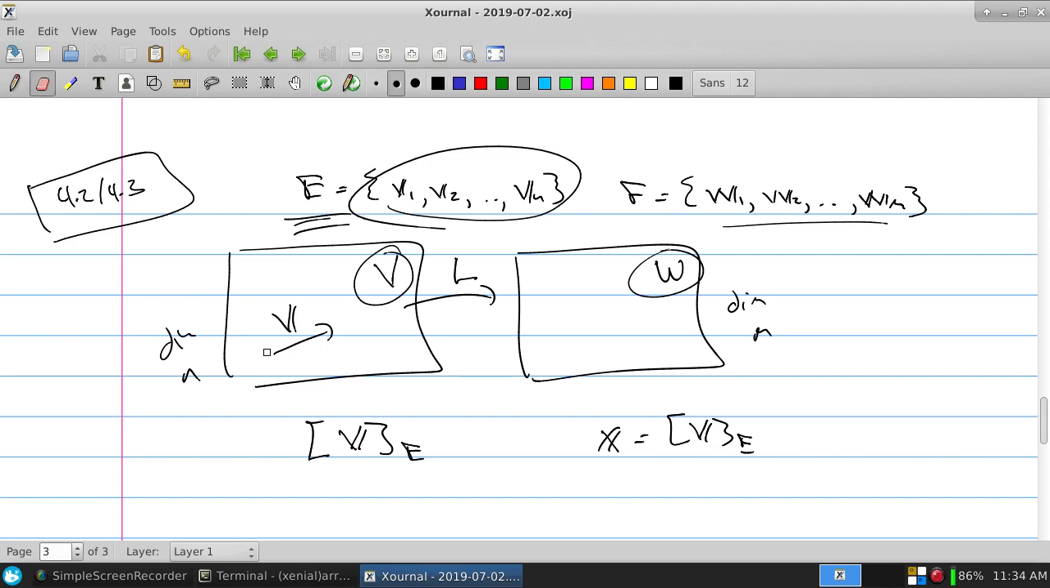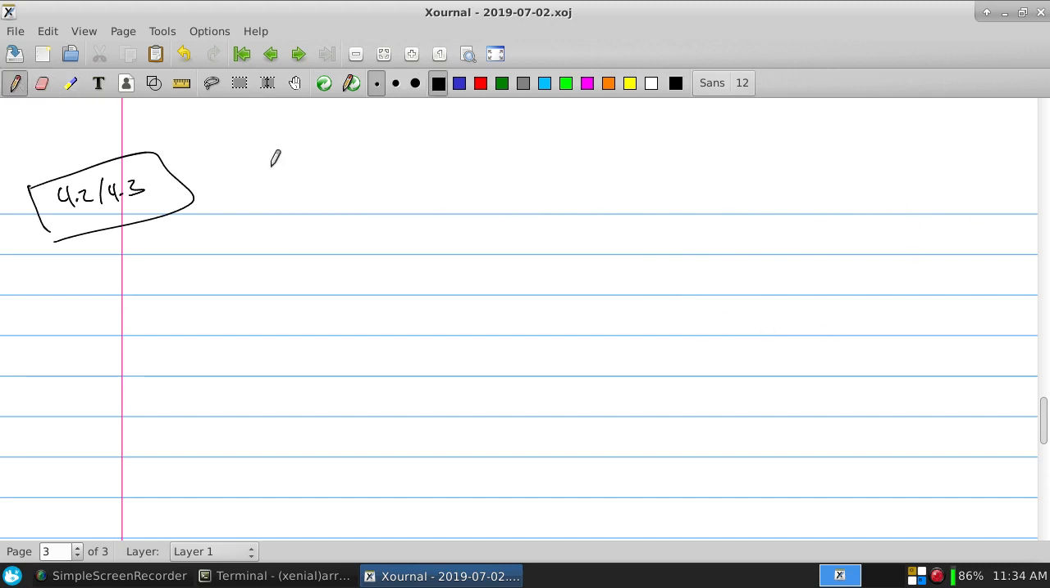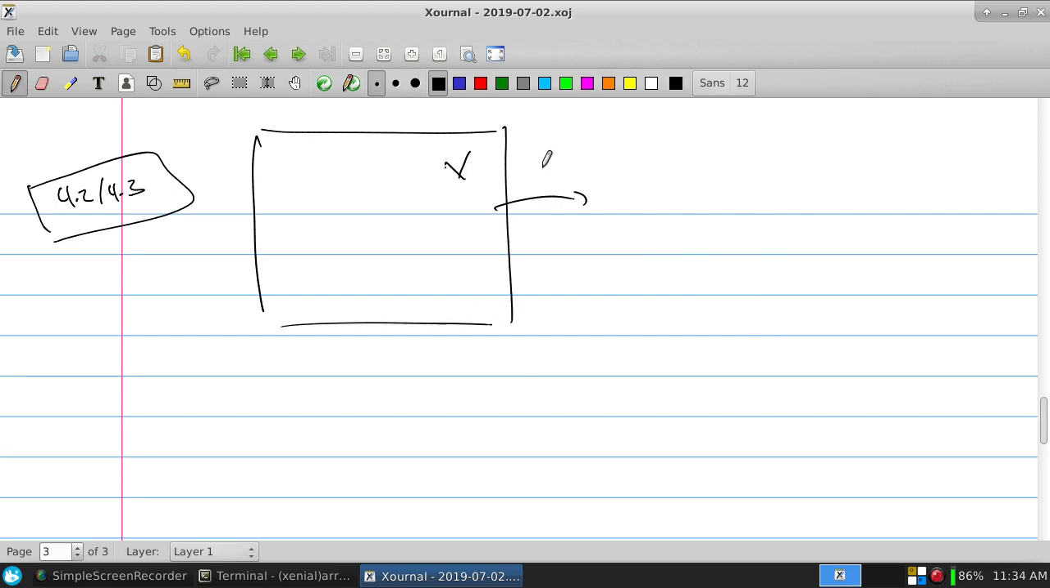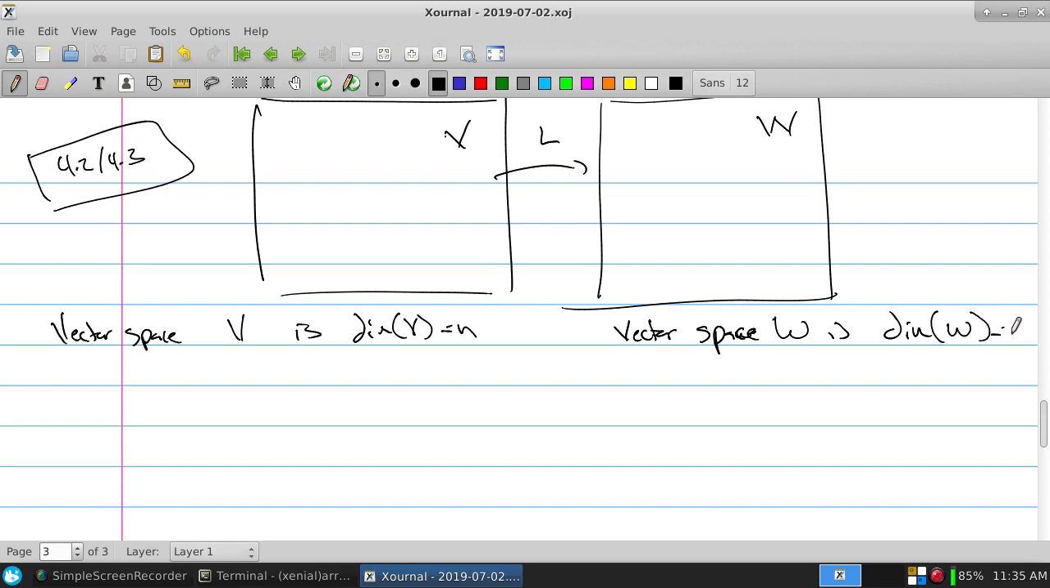So the way I'll modify this is the following. If you have a vector space V and a linear transform going to a vector space W, and vector space V is dimension N and vector space W is dimension M, so I'm going from an nth dimensional space to an mth dimensional space.